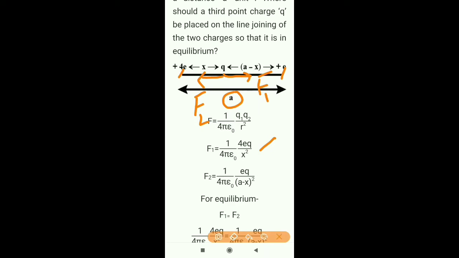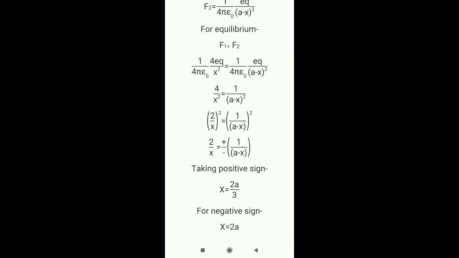Now for the equilibrium condition, F1 should be equal to F2. So here I am putting the values of F1 and F2. So 1 upon 4 pi epsilon naught into 4eq upon x square is equal to 1 upon 4 pi epsilon naught into eq upon (a - x) whole square, which is F2. After simplification, you will get 4 by x square is equal to 1 upon (a - x) whole square. You can write 4 by x square as (2 by x) whole square, while here you can write 1 upon (a - x) whole square.